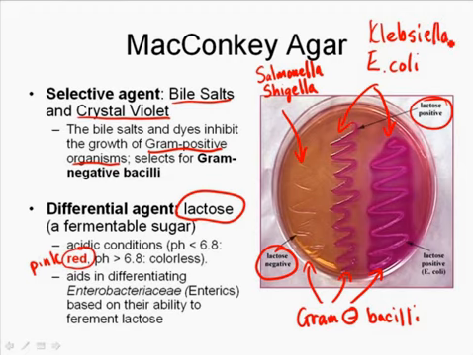So what you can see here, again, is out of a clinical sample, we've only isolated gram-negative bacilli, and then we've differentiated based on their ability to ferment lactose. That is what a selective and differential plate allows us to do.